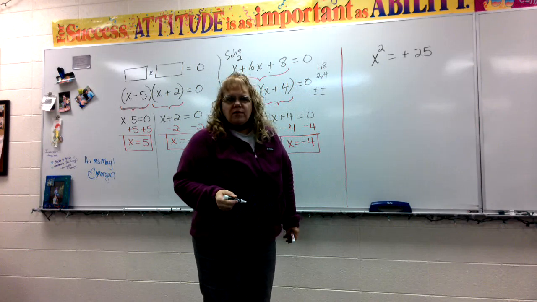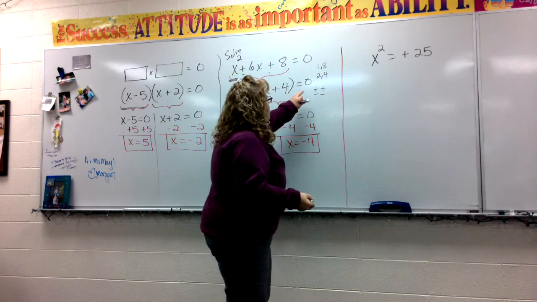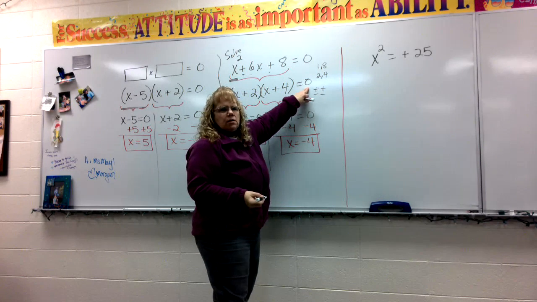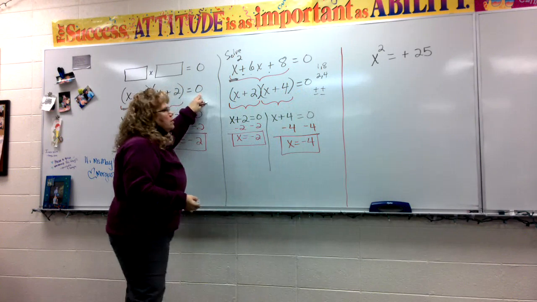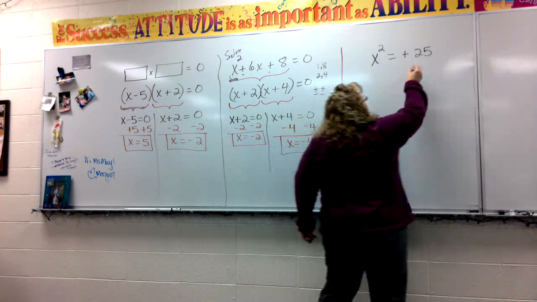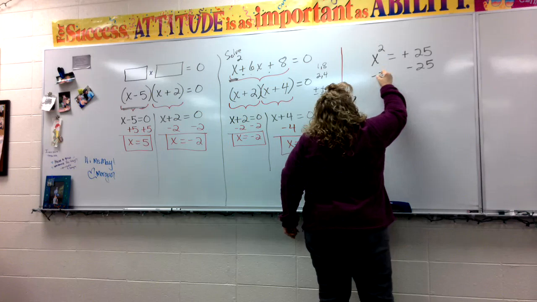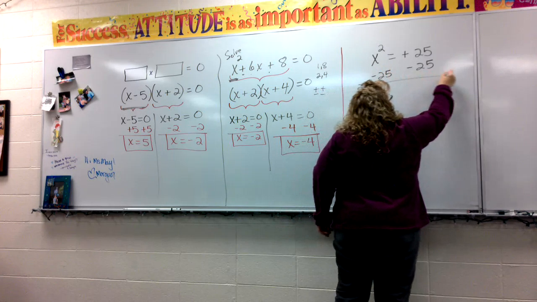Well, there's a couple ways you could do it. But if you do it the way we're doing, what does it have to equal? It has to equal 0. So in order to get this to equal 0, first we've got to subtract 25 from both sides.